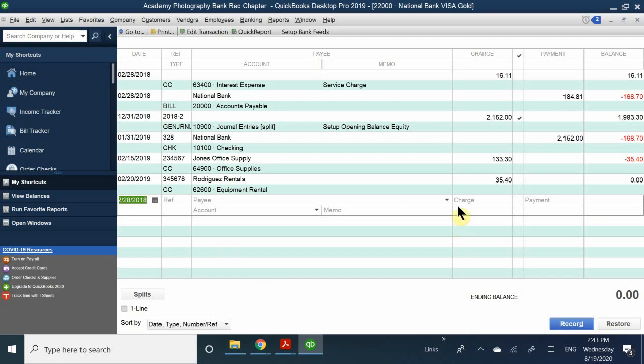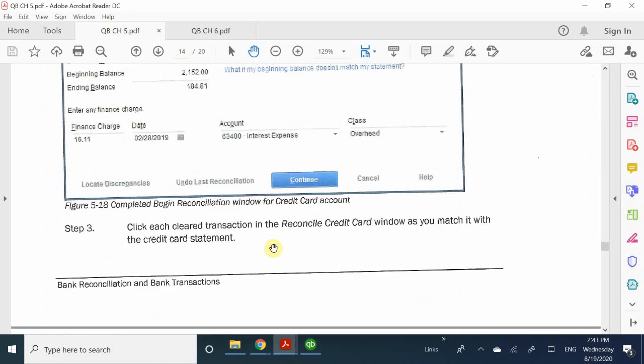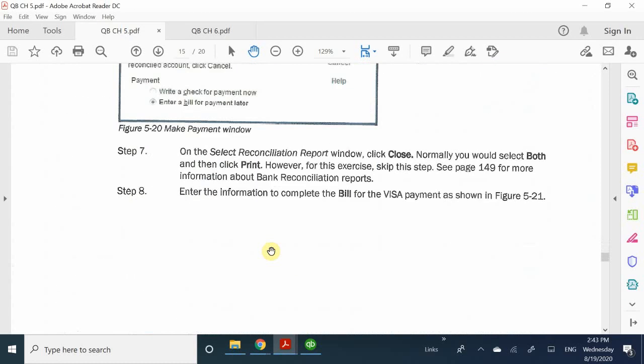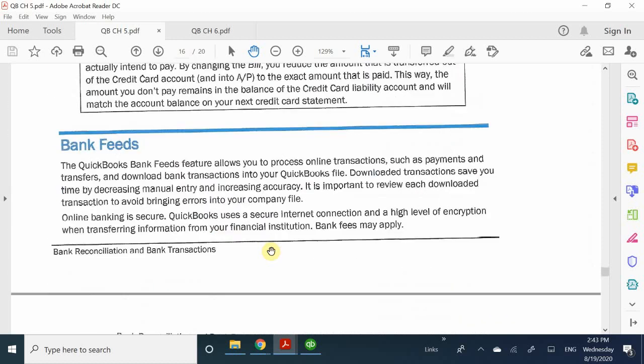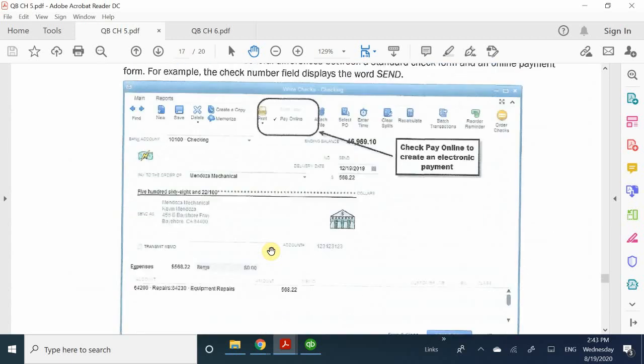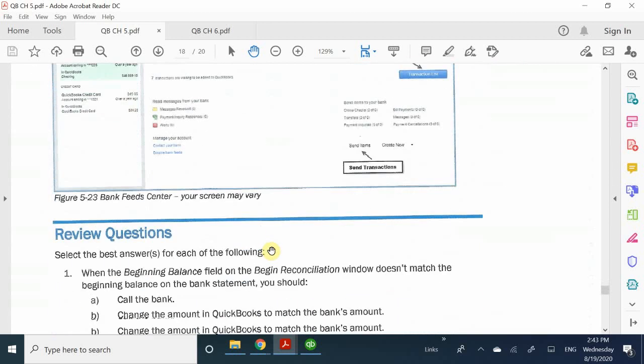I have no idea what's going on here, but it's supposed to be 184. And if you look in your book, it should say that as well. It should tell you that. Yeah, it says new balance 184.81. So I have no idea what's going on with my computer, but it's showing that I have a 0 balance when it's supposed to say 184.